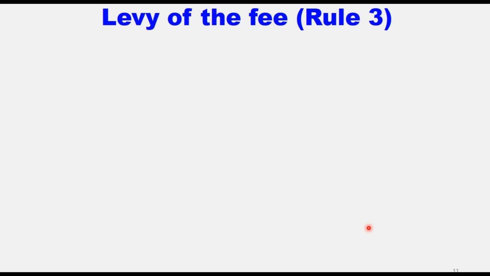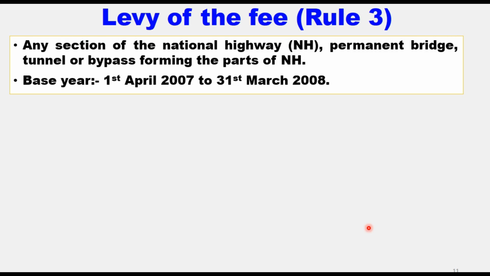Rule 3, which is on levy of the fee: any section of the national highway, whether it is a permanent bridge, tunnel or bypass forming part of the national highway, will be levied by the fee. The base year for calculation of this fee is financial year 2007-8, that is from 1st April 2007 to 31st March 2008.